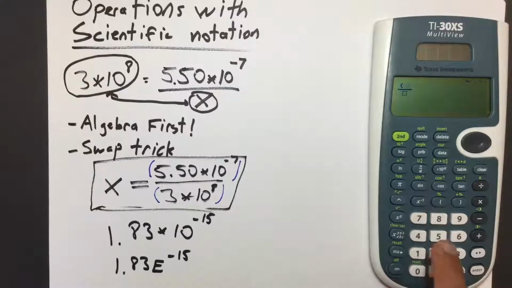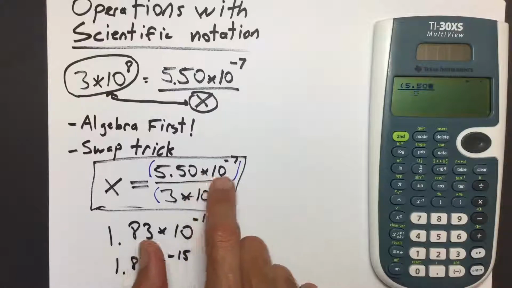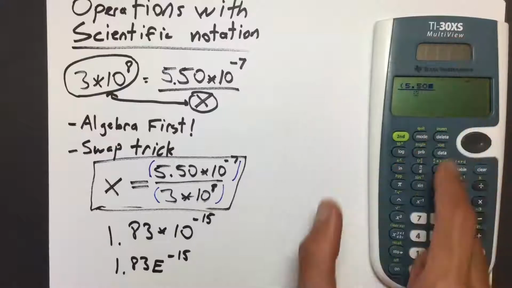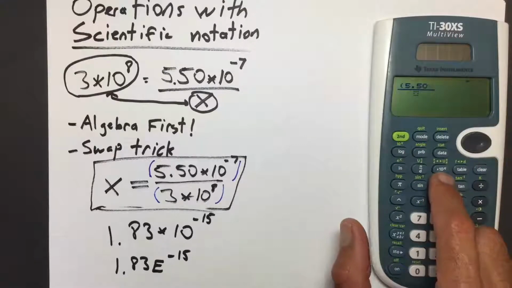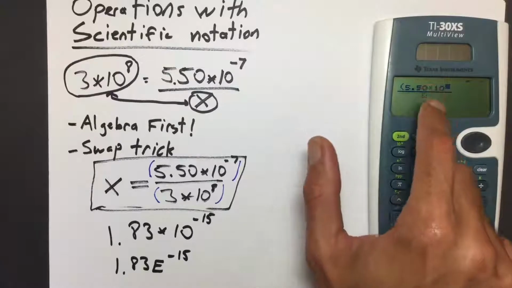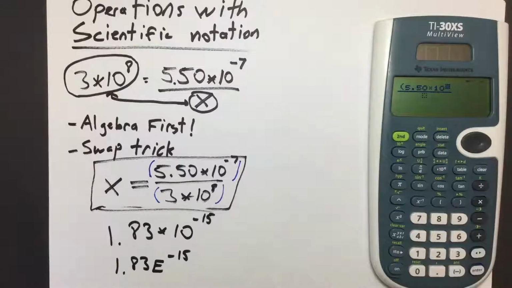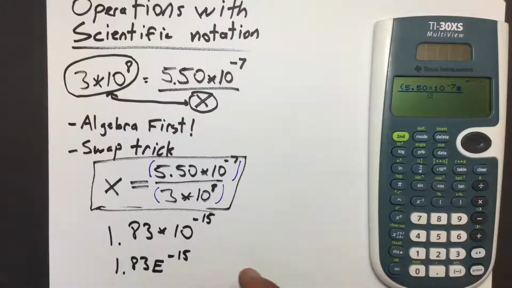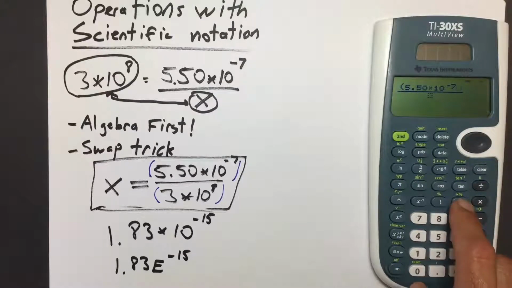Open parentheses, 5.50, then we have times 10 to the negative 7. Now to do this on the 30XS, we press this button next to N over D, which is times 10 to the N. This inserts the times, the 10, and gives us a little box for our exponent, and we'll enter -7. Now remember, after you have finished entering an exponent, we must press the right arrow to escape the exponent. Then enter your close parentheses.